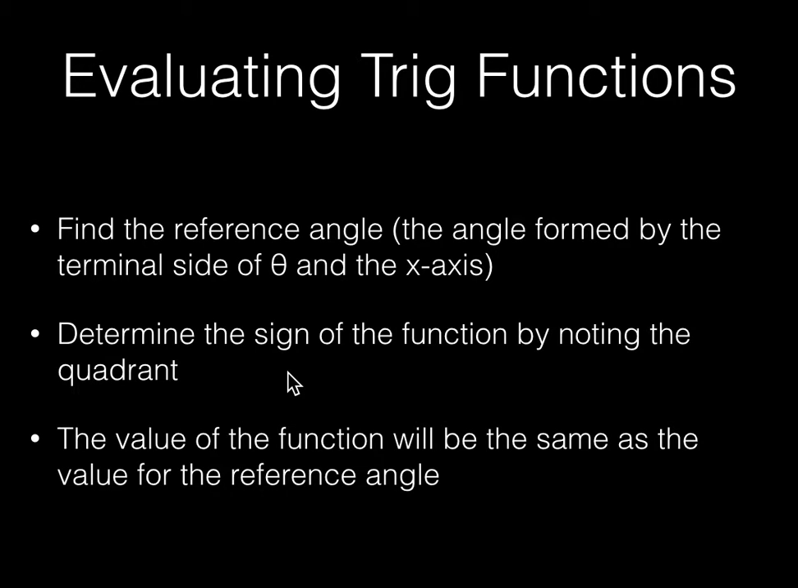Alright, so next we're going to evaluate trig functions, and you do that by finding the reference angle, which is the angle formed by the terminal side of theta and the x-axis, and then you determine the sign of the function by noting which quadrant it's in, and then the value of the function will be the same as the value for the reference angle.